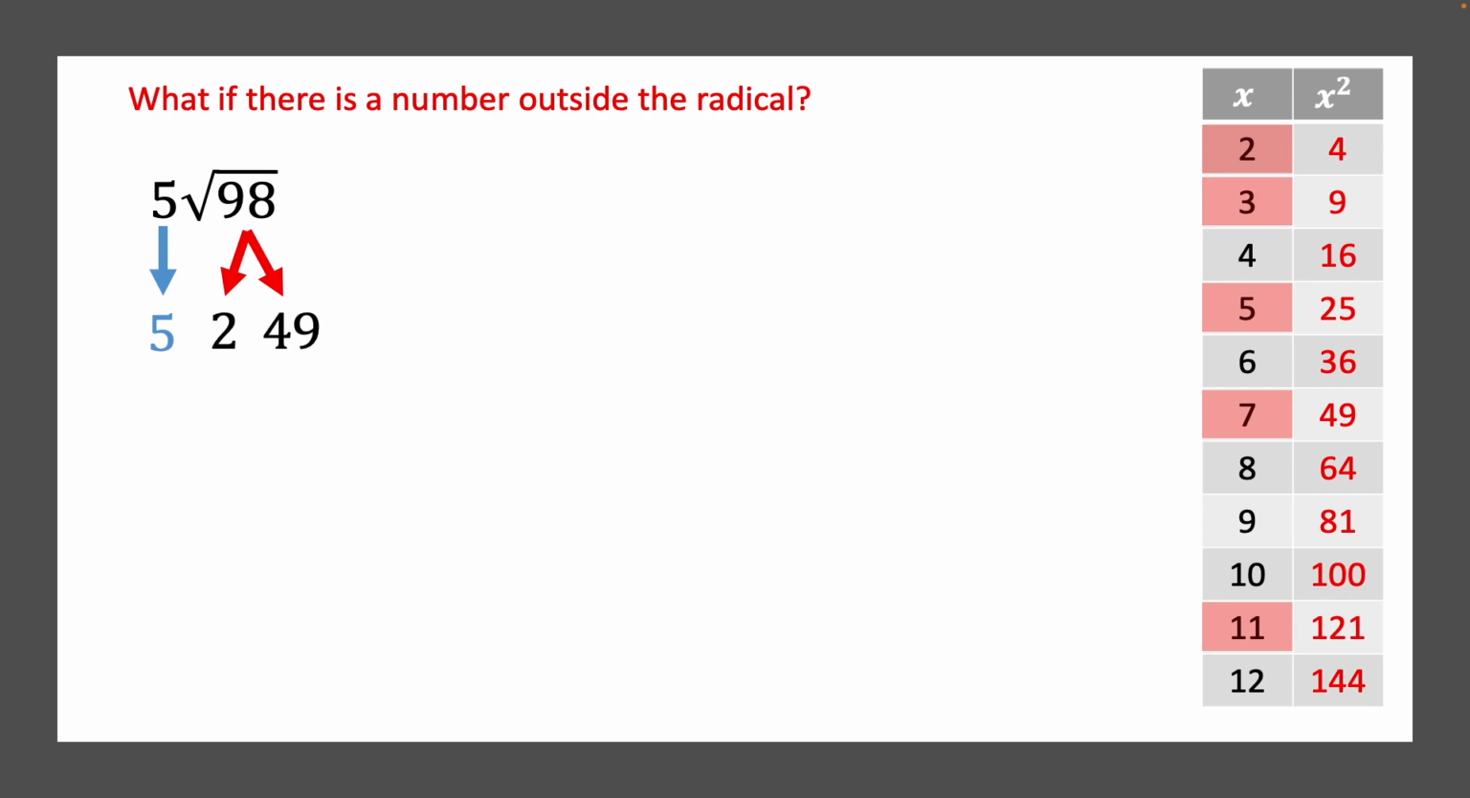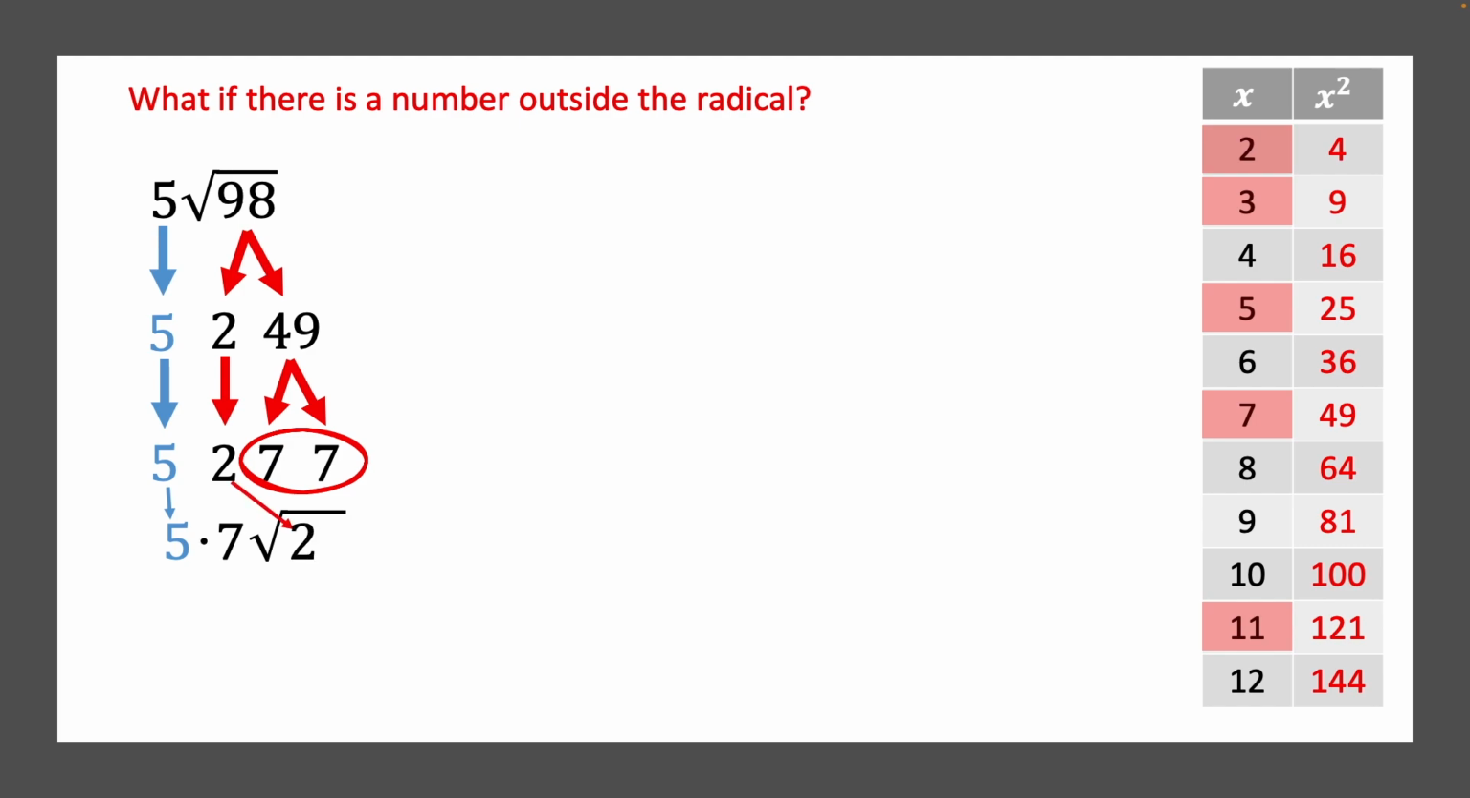That's 2 times 49. Keep the 5, keep the 2. The 49 breaks into 7 and 7. So I've got all prime numbers on the bottom, and that 5 stays on the outside. I've got a pair of 7s, so I'll write one of those down on the outside, and then the 2 gets stuck inside.